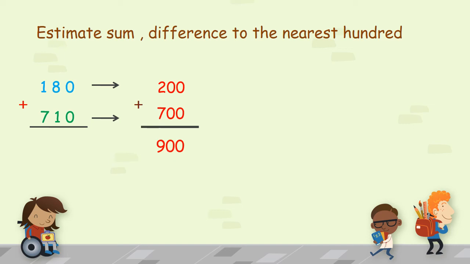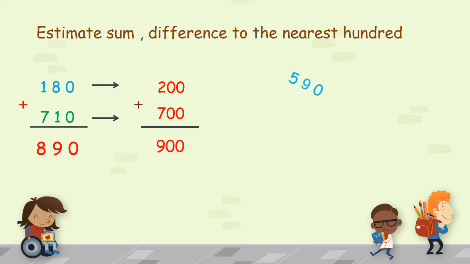Okay, let's add and see if our estimate is close to the real number or not. So here 0 plus 0 is 0. 8 plus 1 is 9. 1 plus 7 is 8, so it's 890. Is it close to 900? Yes, 890 is close to 900.